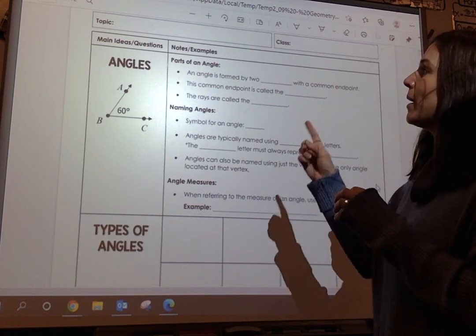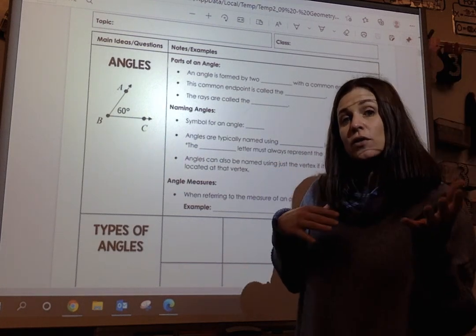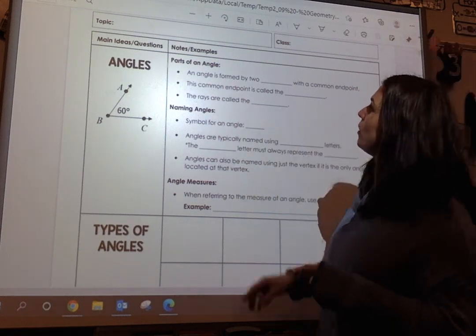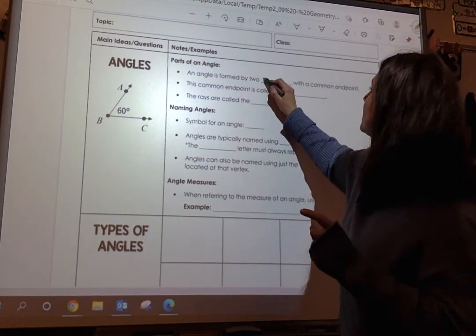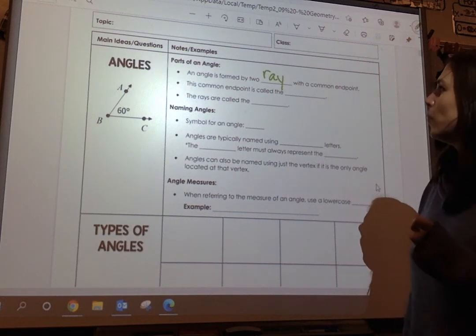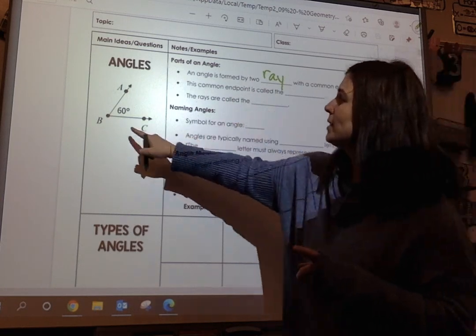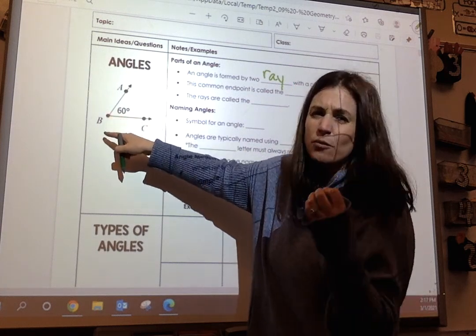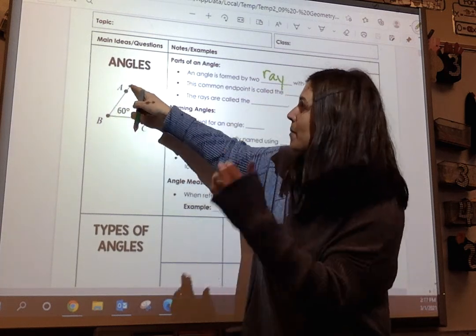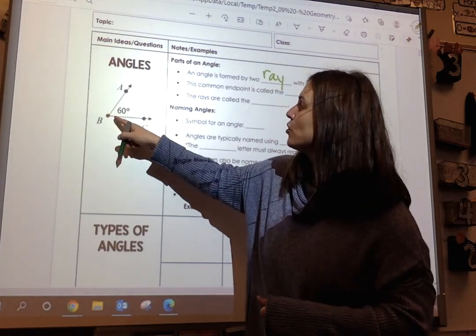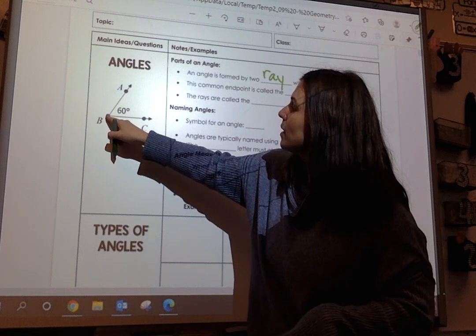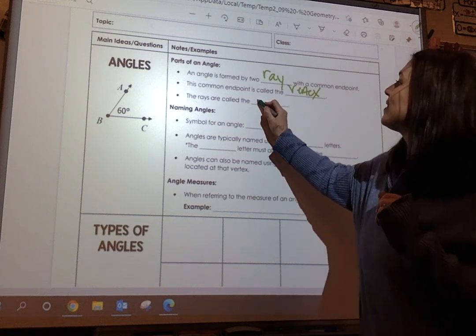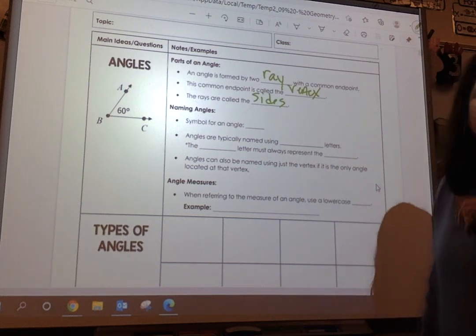So the first thing we're going to talk about is angles. And we have to know the parts of an angle and how to name an angle and all that jazz. So when we look at the parts, an angle is formed by two rays with a common endpoint. This common endpoint is called the vertex. So if you look here, BA is a ray. Remember, think about a sun ray. Like this could be the sun, and then the sun rays come out from the sun, infinite in that direction. So this point where the two rays come together, that's called the vertex. And the rays are called the sides of an angle, okay?